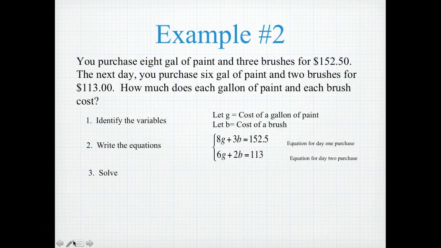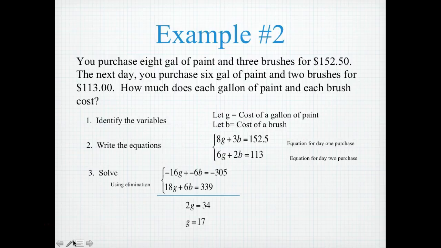So in order to eliminate the variable B, we're going to multiply the first equation by negative 2 and the second equation by 3. Multiplying the first equation by negative 2 gives us negative 16G plus negative 6B is equal to negative 305. Multiplying the second equation by 3 gives us 18G plus 6B is equal to 339. Now we've produced opposite coefficients for the variable B, and when we combine the two equations that we've now produced, the variable B is going to be eliminated, leaving us with 2G is equal to 34, so G is equal to 17.